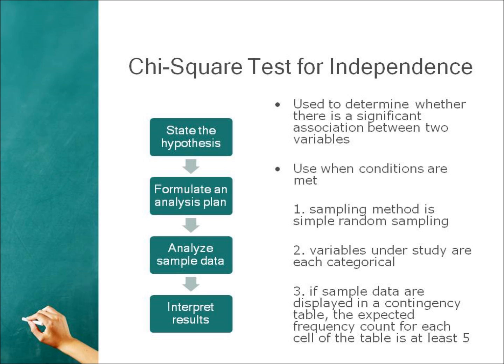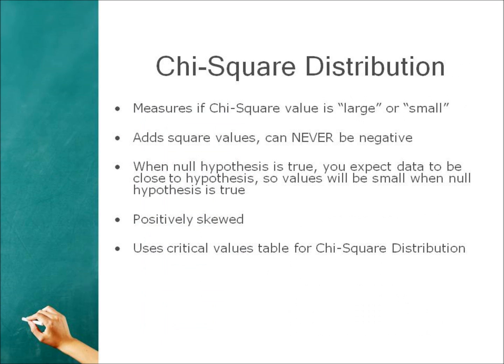The 4 phases of the test begin with state the hypothesis. Next, formulate an analysis plan. Then, analyze sample data. And finally, interpret results. Chi-square distribution measures if the value is large or small. It's important to remember that the chi-square test adds square values. Therefore, it can never be negative.